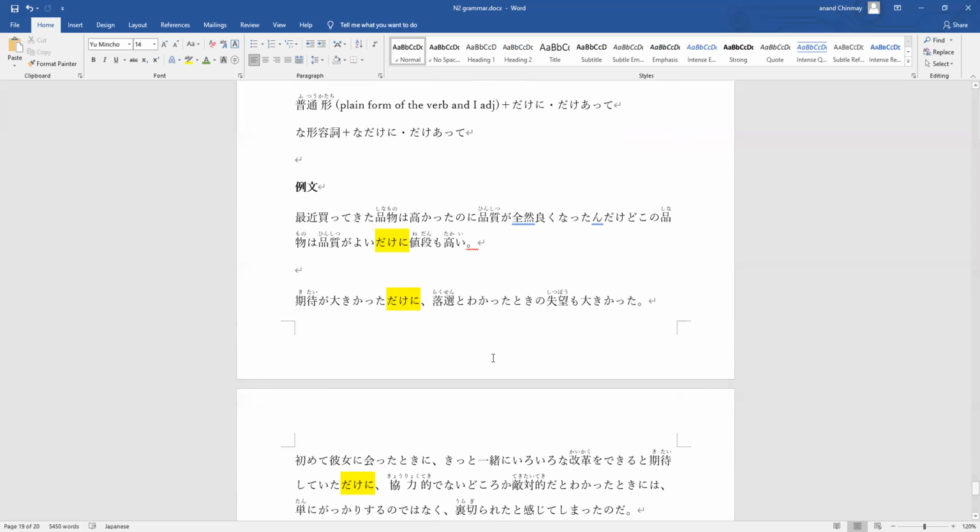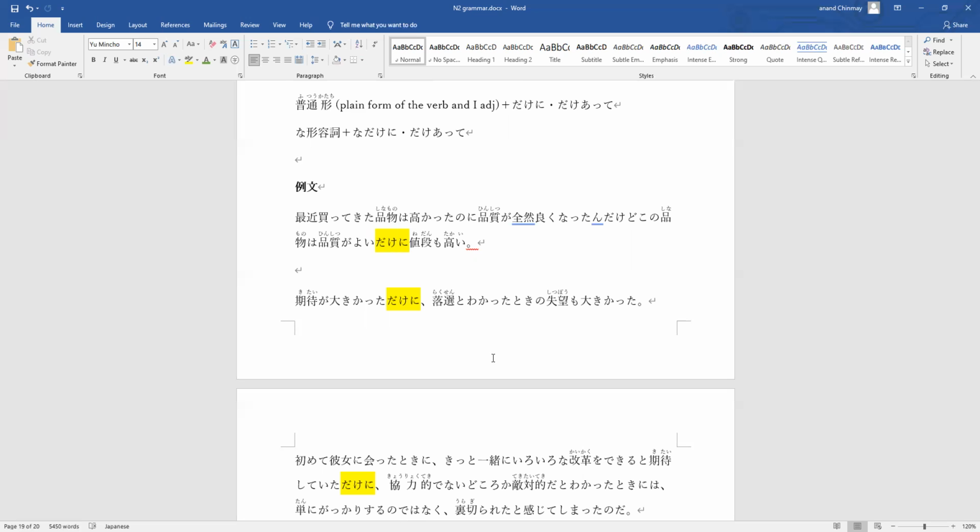Recently, the product that I bought was expensive. In spite of being expensive, the quality was not at all good. But this product is good. Here, dakini means being the case that this product is good, it is expensive.